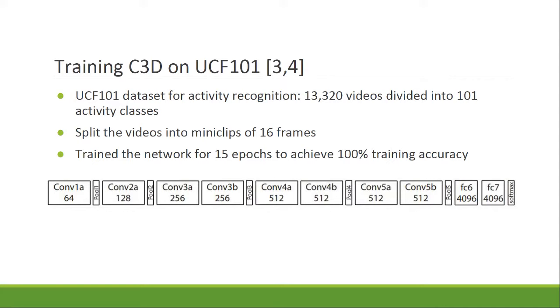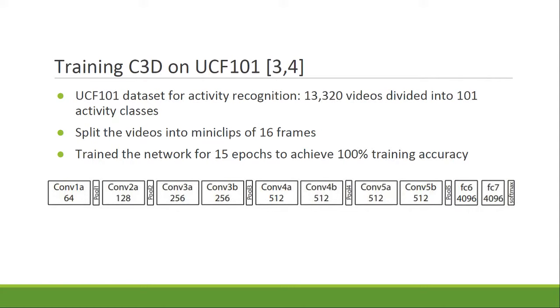So first, we trained the C3D neural network model on UCF101. The UCF101 dataset contains 13,320 videos divided into 101 activity classes. We took each video and split them into mini clips of 16 frames and fed these mini clips into the network with a batch size of 20. We trained the network for 15 epochs to achieve 100% training accuracy.